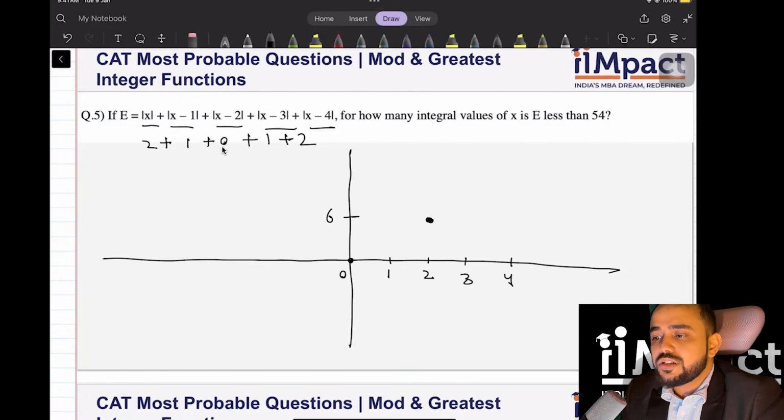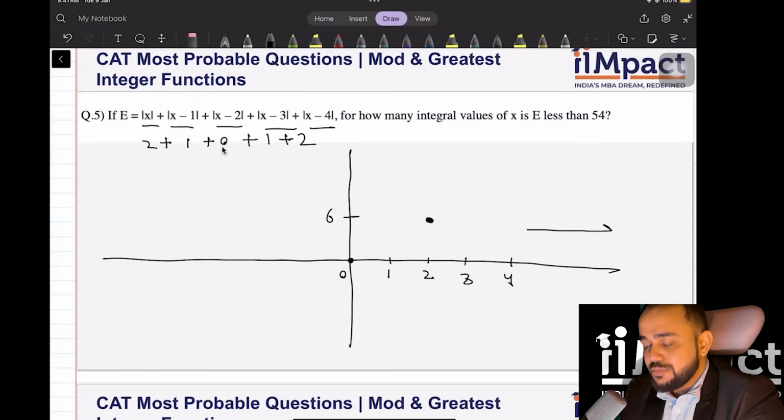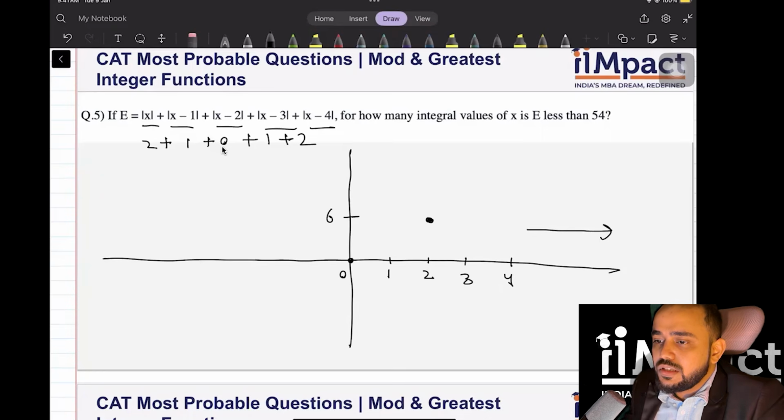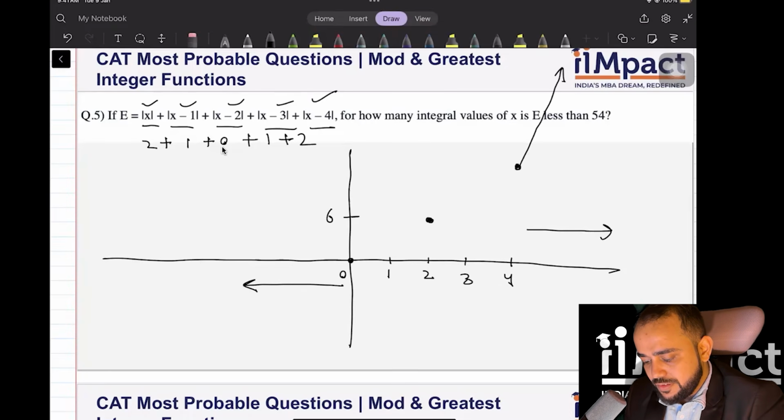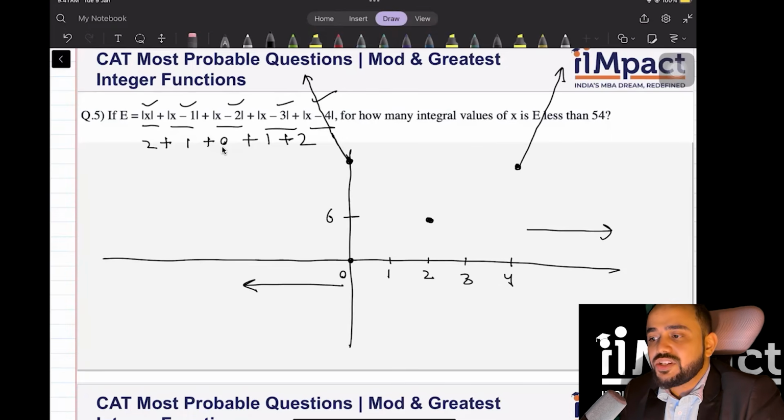Now the third observation is going to be on the extreme side of 4. If I go towards the right of 4, all of these will keep on increasing, right? So whatever value I take at 4, after that my values will keep on increasing. Same argument for towards the left of 0. Whatever value that I take for 0, before that I will keep on increasing. If I go towards the left, I will keep on increasing. So I already have a makeshift graph ready for me.